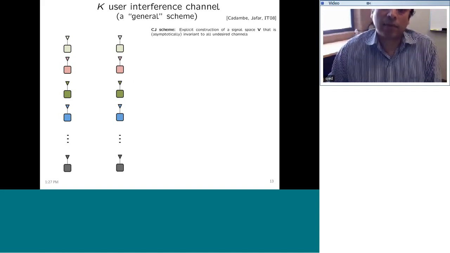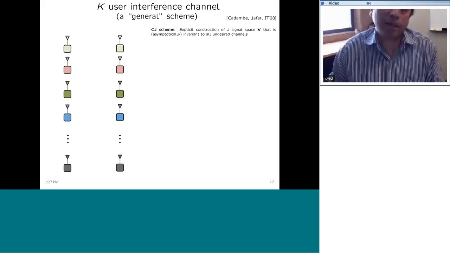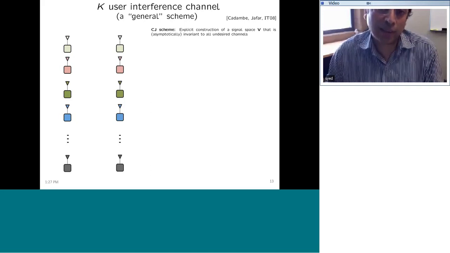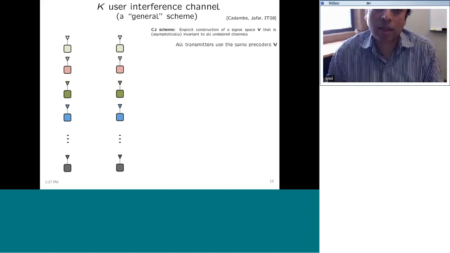All right. So the scheme is based on basically two statements, and that's all you need here. The first one is that there exists, and I will show you in the next slide how to construct such a space, a way to construct a signal space V that will be invariant to all undesired channels. That's the first statement. The second statement is that all transmitters will use the same space V. Okay, so now let's see what that means.